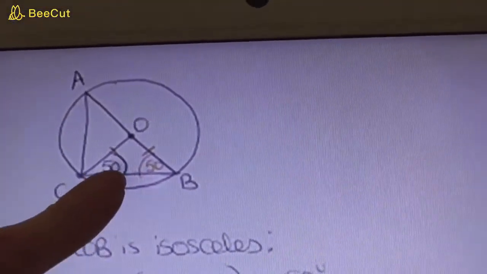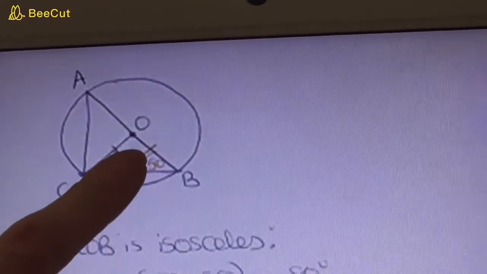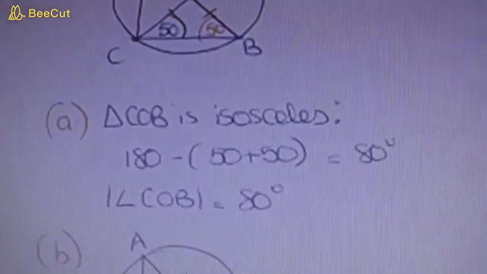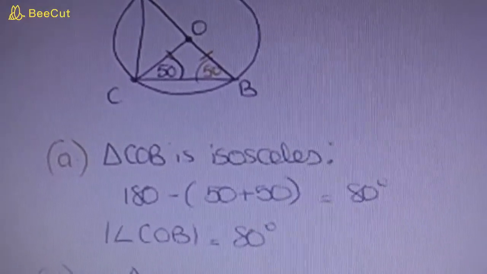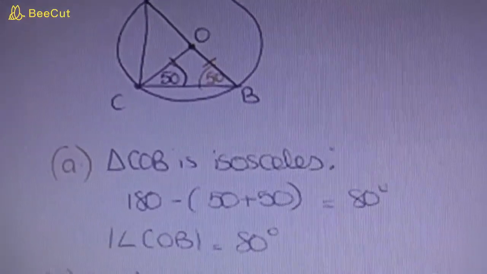If I know that's 50 and that's 50, if you add the two and take it from 180, you'll get the angle that we're looking for. So angle COB is 80 degrees. Part B then said find angle CAB.